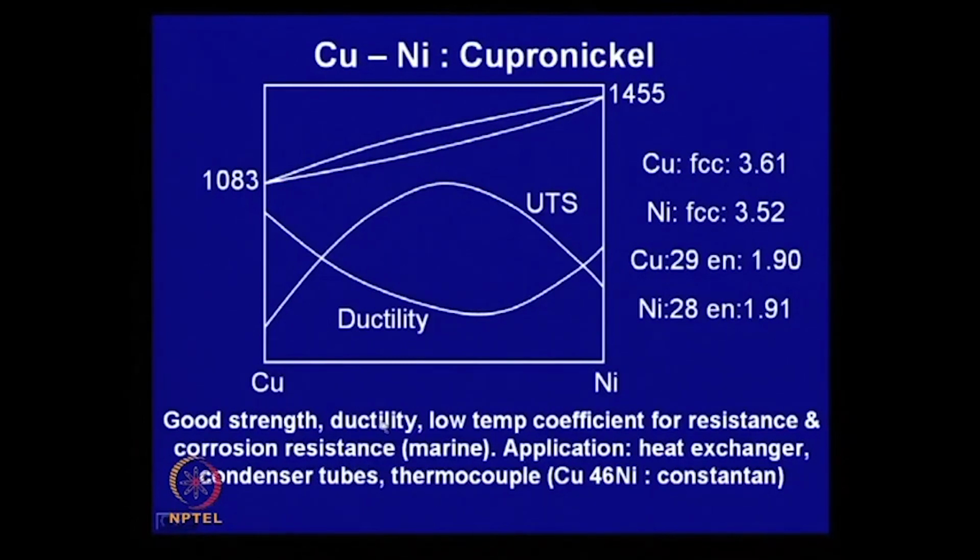This material, apart from the strength and ductility combination, has a low temperature coefficient of resistance, and it has good corrosion resistance. So, therefore, it is used for a number of marine applications like heat exchangers and condenser tubes. It is also used as a thermocouple. The copper-constantan thermocouple, that constantan is made up of copper with 46% nickel.